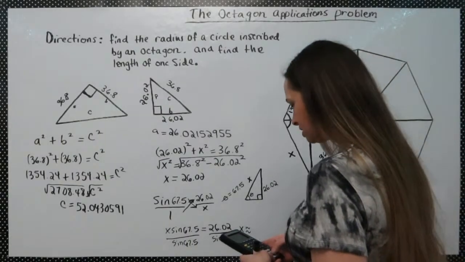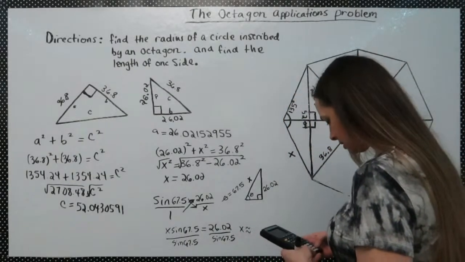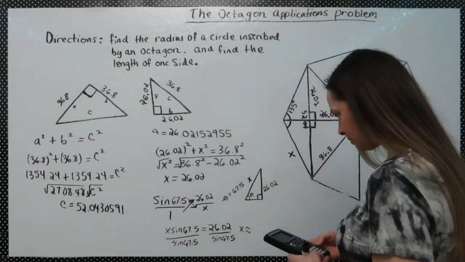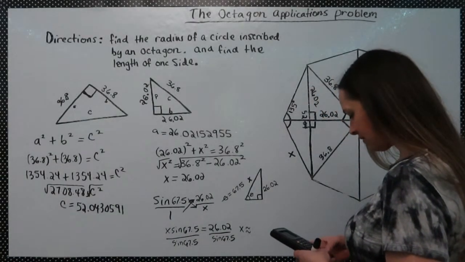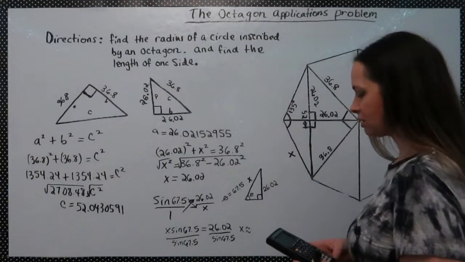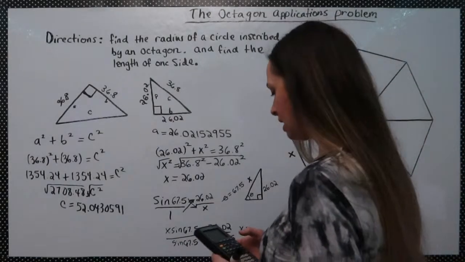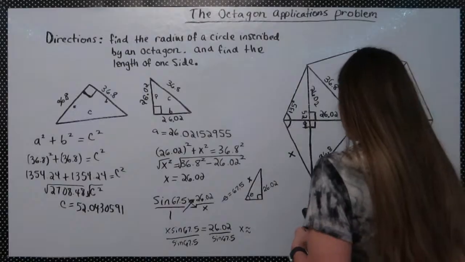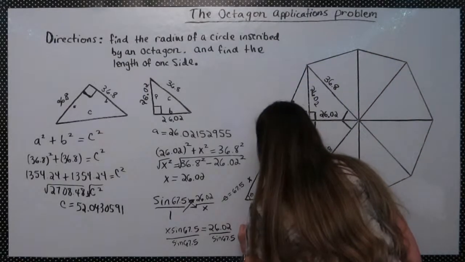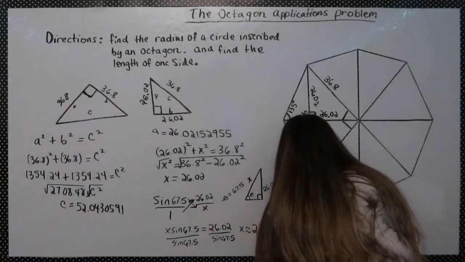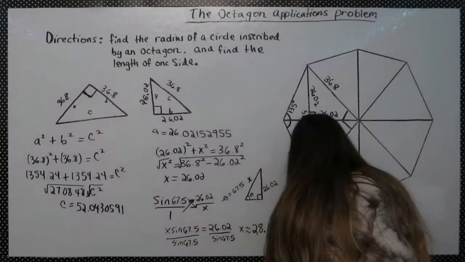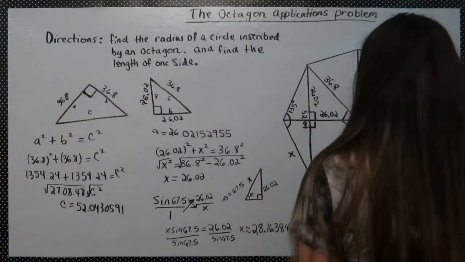All right, so I'm just typing in 26.02 divided by the sine of 67.5, making sure that your calculator is in degrees mode. And it's giving you 28.16. So it's approximately 28.16305.